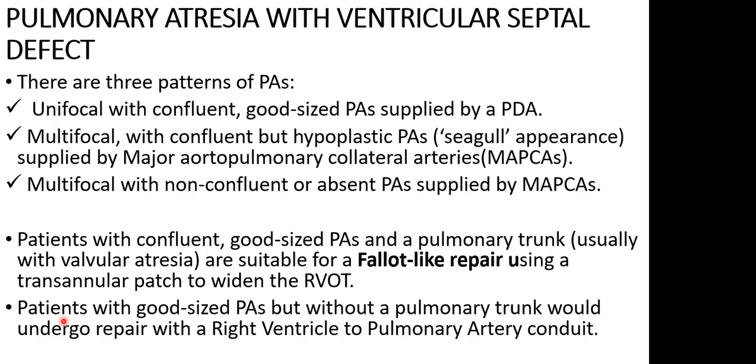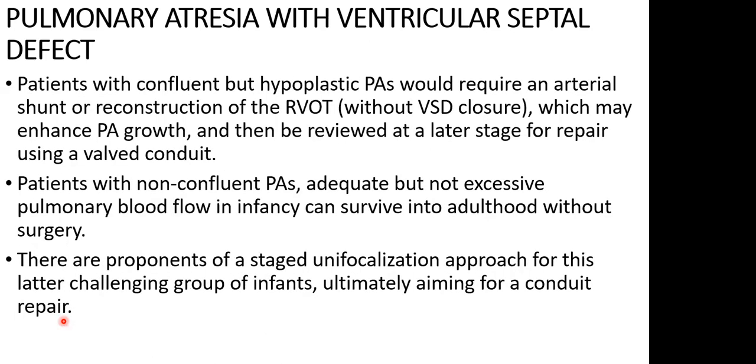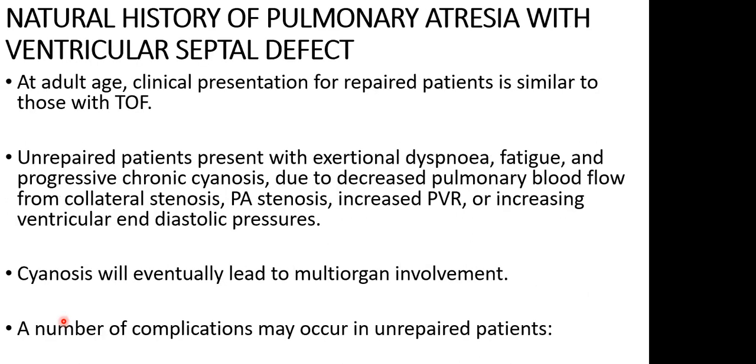So patients with the confluent good size pulmonary artery and stenosis in the pulmonary trunk, normally what happens is that they're actually suitable for Fallot-like repair using a transannular patch to widen the right ventricular outflow tract. But patients with a good size PAs, but without the pulmonary trunk, would undergo a repair with a right ventricle to pulmonary artery conduit.